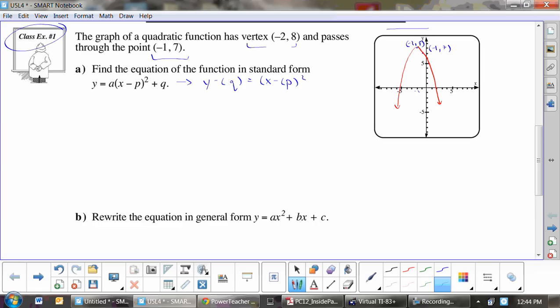Okay, and so I'm going to put the a right here. But I'm going to say it's the reciprocal. So you can write it as 1 over a. I'm just going to write it as a, but then have a note that says it's the reciprocal, okay?